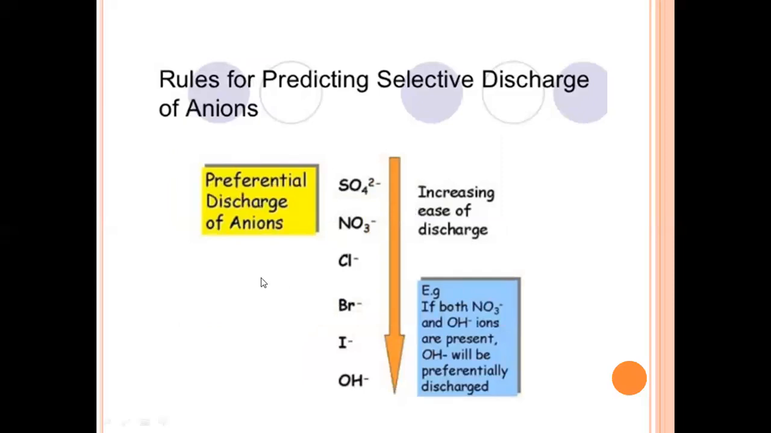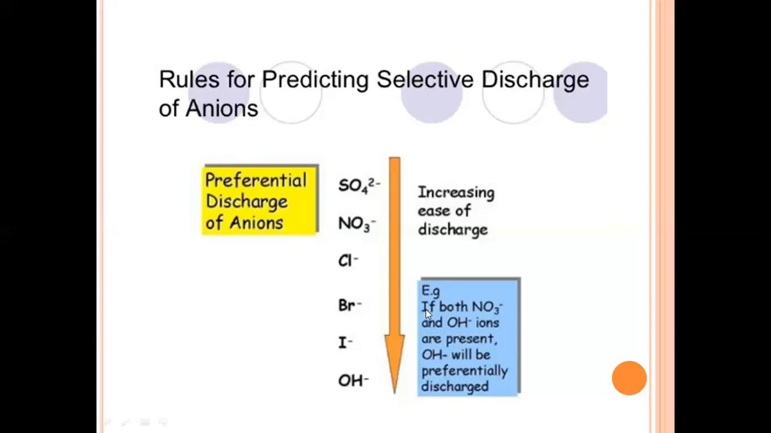Similarly, there are some rules for predicting selective discharge of anions. Here are some anions, and there is an increasing ease of discharge. If we have a solution in which chloride and OH negative ions are present, then what happens? Which will go to the anode and give the electron? Which is present below in this reactivity series? Yes, OH negative is preferable in this condition if a solution has Cl negative and OH negative in the same solution.